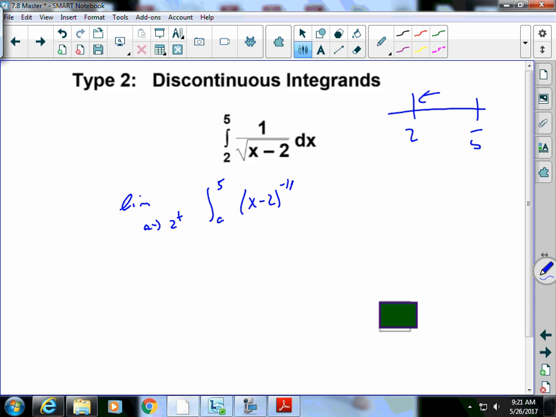Now, instead of writing it this way, it'd probably be easier to write it in exponential form. And then I could probably clearly see that I could do a u substitution. Let u equal x minus 2, du is equal to dx. So now I'm going to look at the limit as a approaches 2 from the right again, a to b. Instead of x minus 2, it's u to the minus 1 half du.